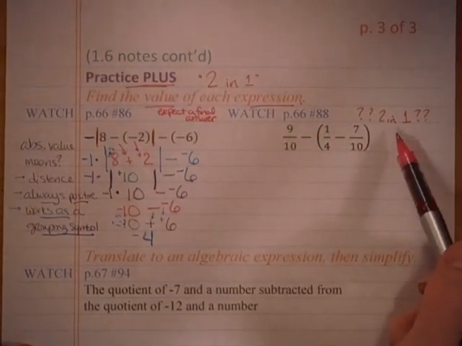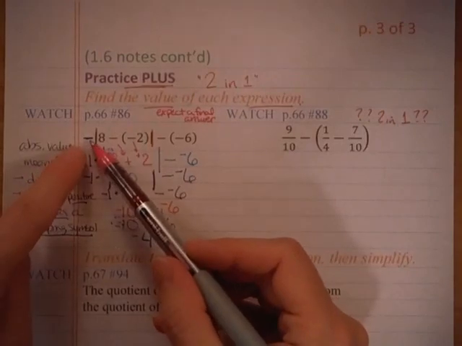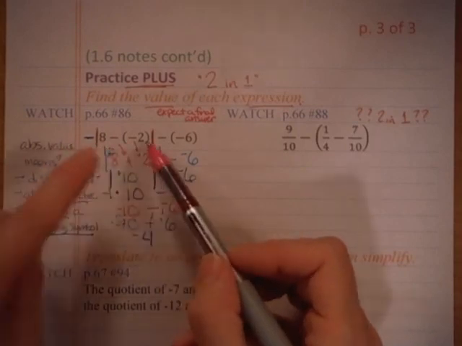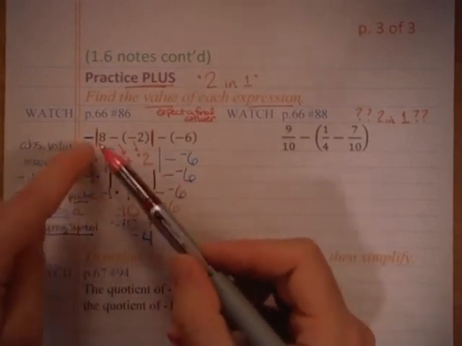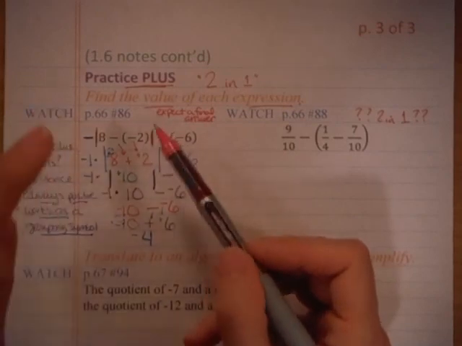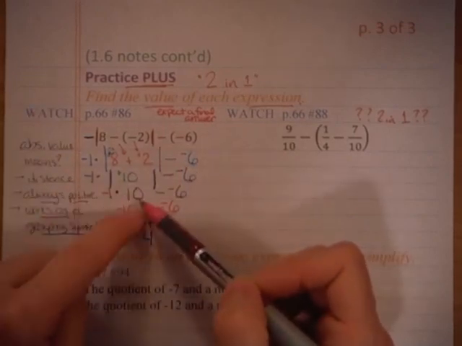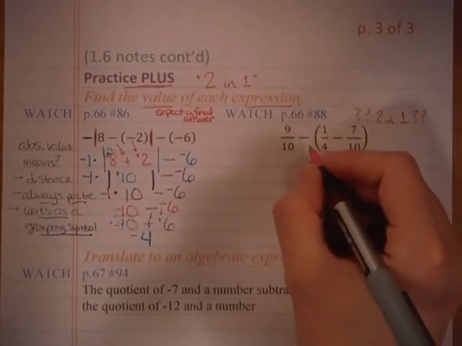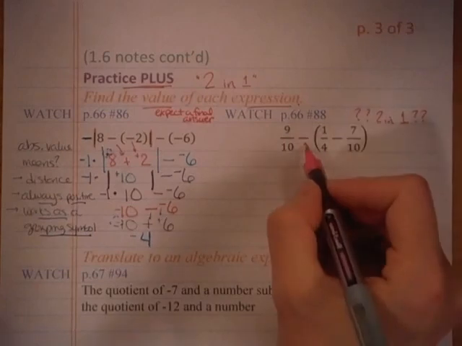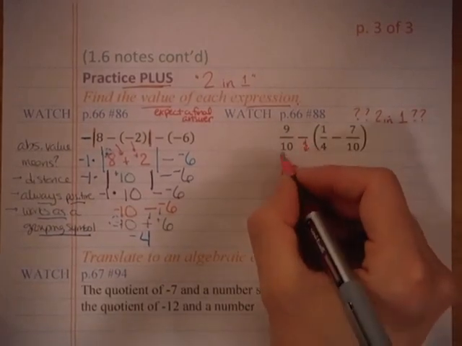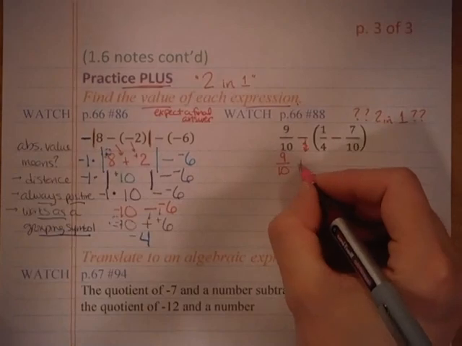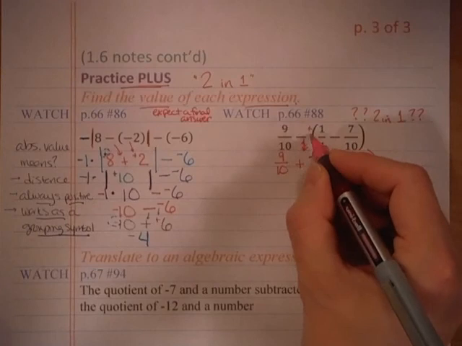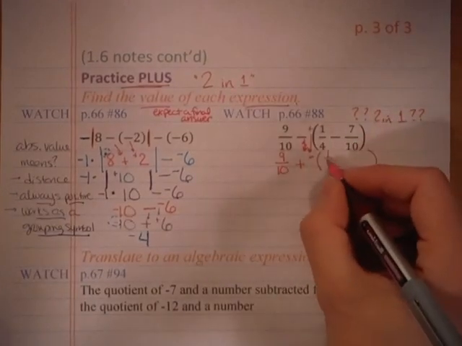What's the second skill? And it goes back to what we did at the beginning of this problem over here in number 86. We talked about the negative in front of something is really negative 1 times that. So the negative outside the absolute value is going to make that final answer negative, or the opposite of what comes out. So it's like negative 1 times that. Well, let's apply that to this situation right here. Let's change the subtraction to addition like we've been used to. So 9/10 plus the negative of this parentheses. Okay, so we've got a negative out front here.